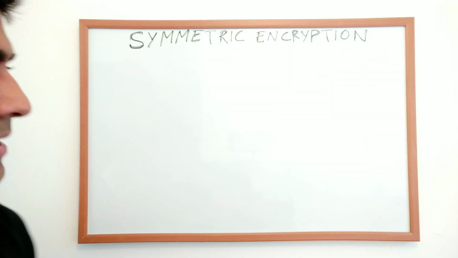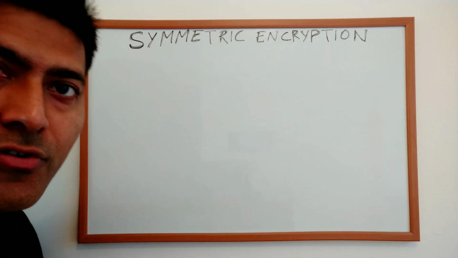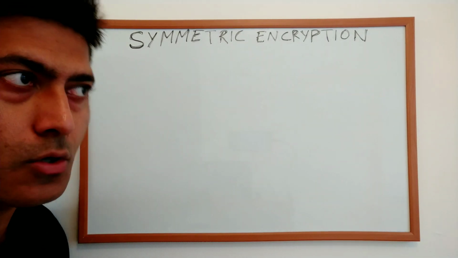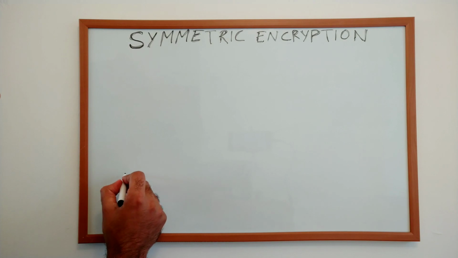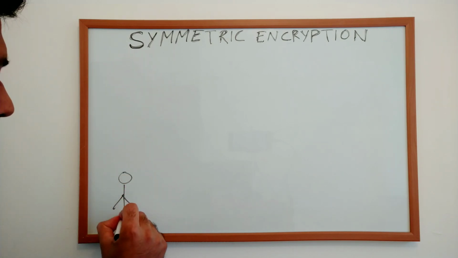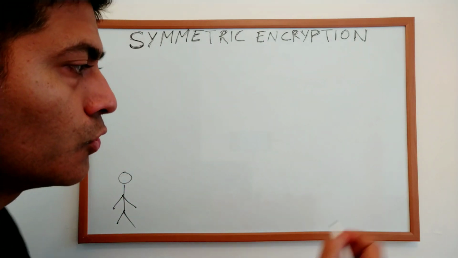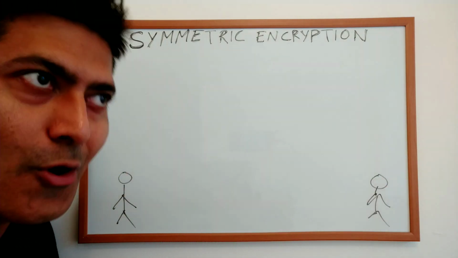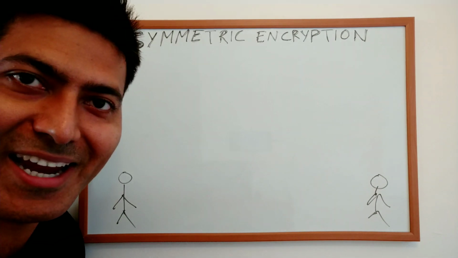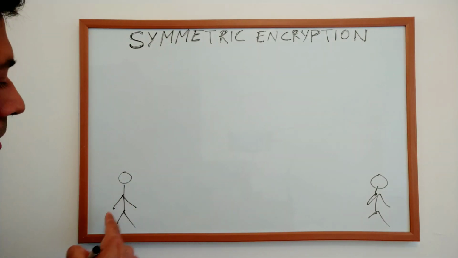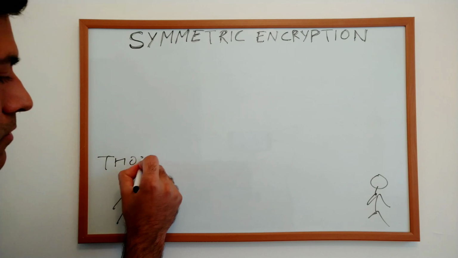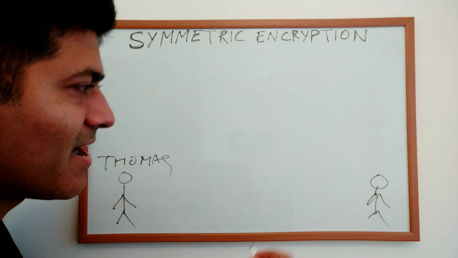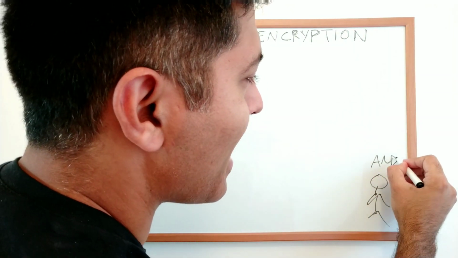So in symmetric encryption, let us say you have a message that you want to send to the other party. Let us say this guy over here is interested in sending a message to the other guy on, let us say, a different planet, or maybe on the other side of the world. Let us say this guy's name is Thomas, and this guy is Andy.